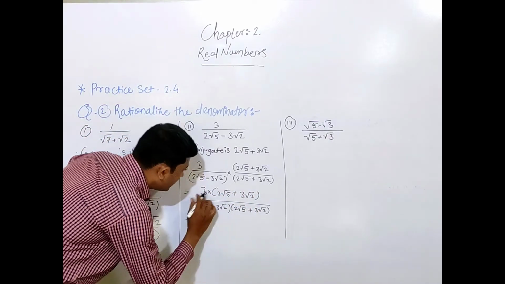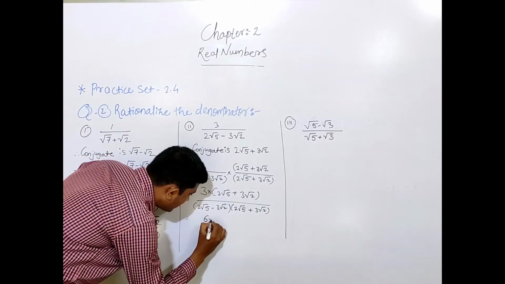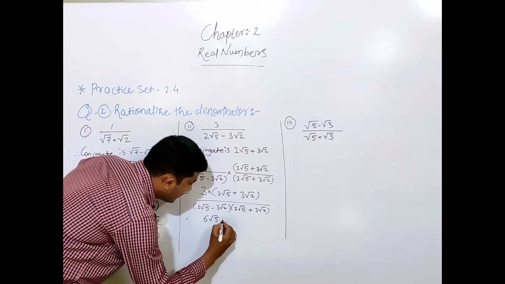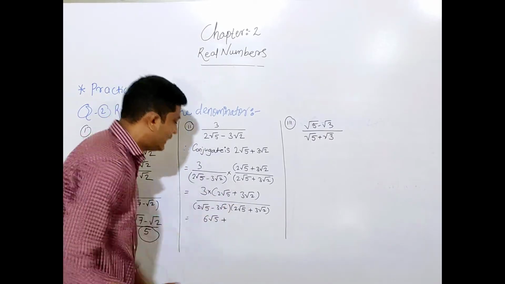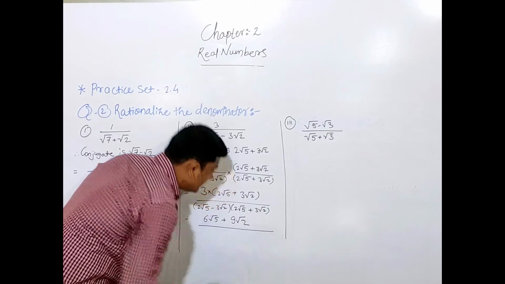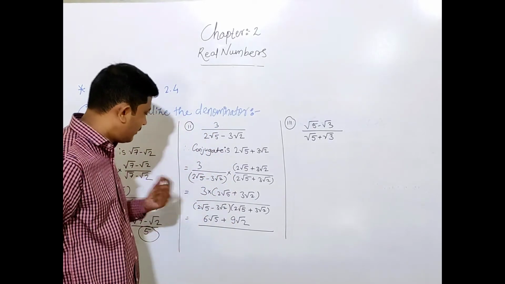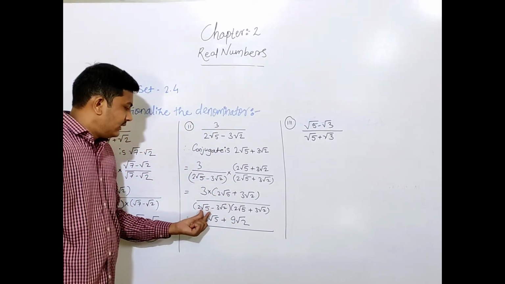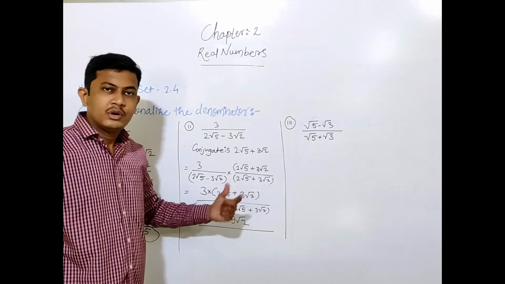So it will be 3 into 2, that is 6 root of 5, plus 3 into 3, that is 9 root of 2. This is the numerator term which is simplified. Now for the denominator, that is a minus b into a plus b, that is a square minus b square.